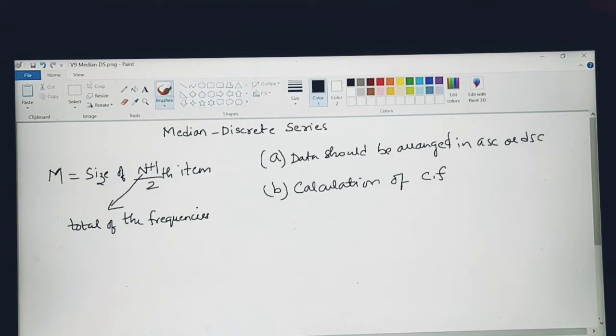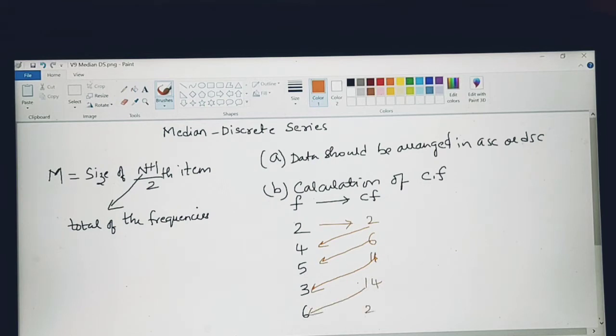For example, if I have the numbers 2, 4, 5, 3 and 6, this is the frequency given to me in the question. If I have to convert this into cumulative frequency, how do I convert? The first number, 2, remains the same. Then we add 2 plus 4 which is 6, 6 plus 5 which is 11, 11 plus 3 which is 14, and 14 plus 6 which is 20.